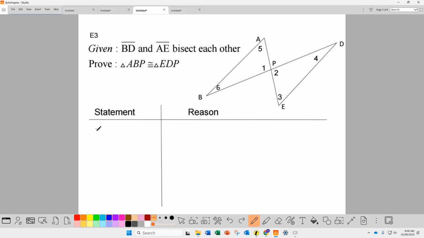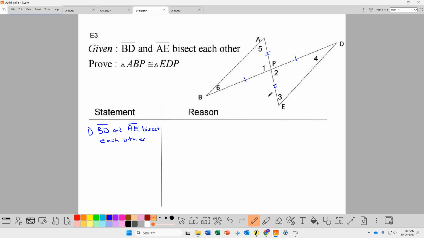First one, there's only one piece of given information here, but it gives us two things out of it. You'll see in a second. BD and AE bisect each other. So bisect means cut into two equal parts, and they're cutting each other into two equal parts. That means both lines are being cut in half. So BD is being cut in half, so this piece is going to be congruent to this piece. That's the first thing. And AE is being cut in half, so this piece is going to be congruent to this piece.